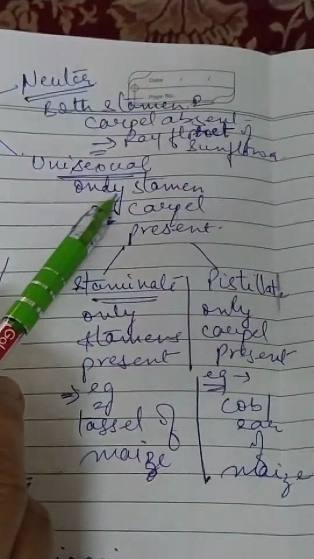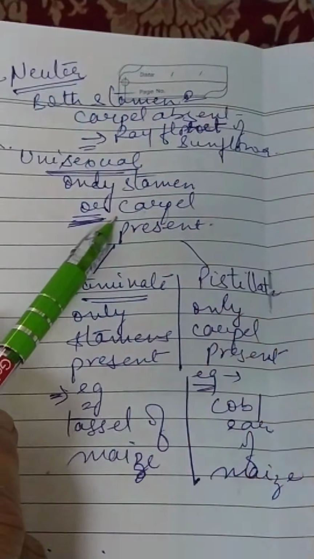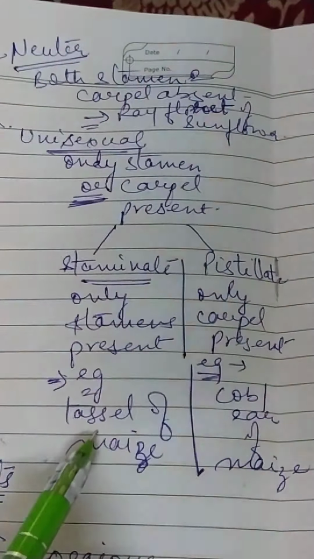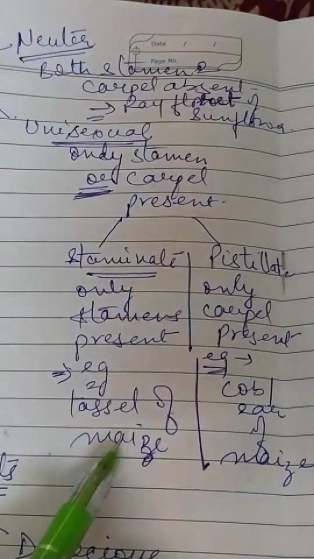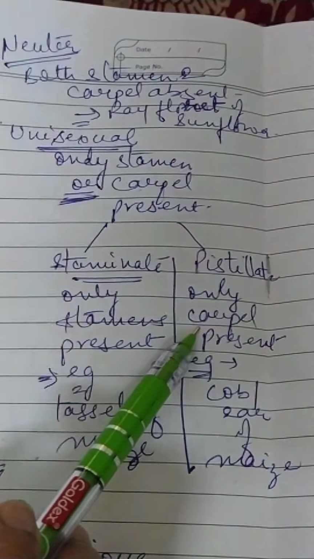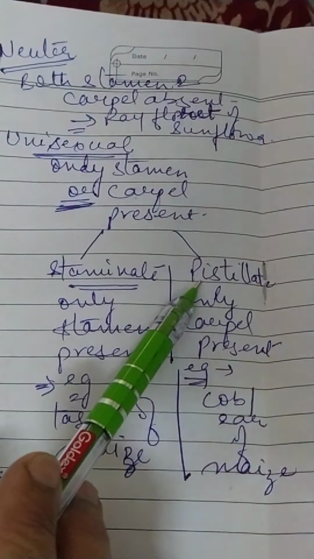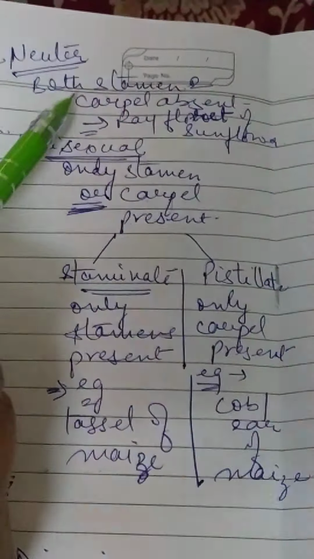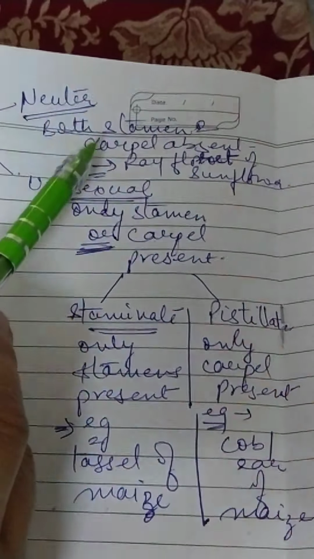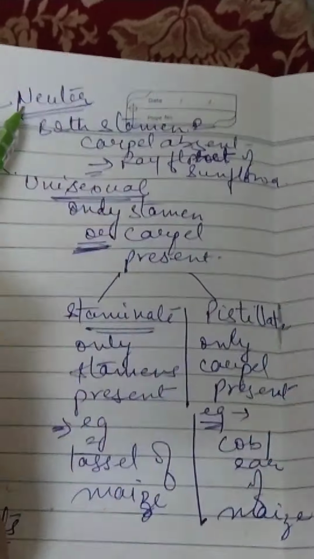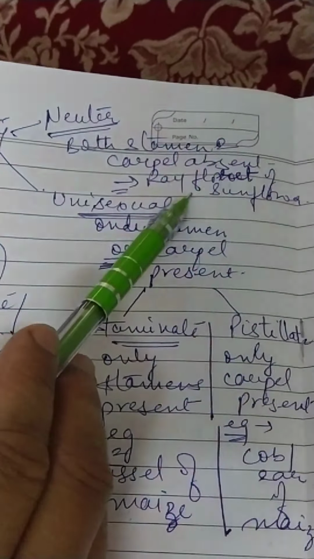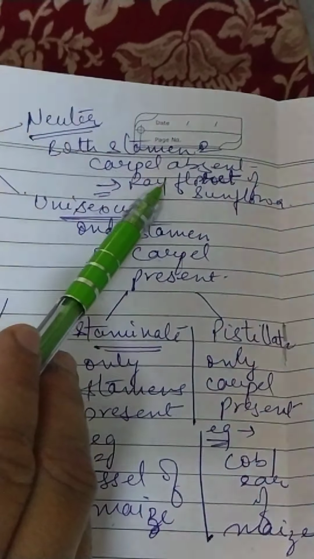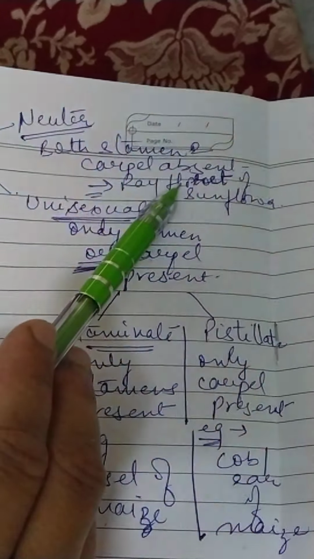Unisexual means only the stamen or the carpel is present in a single flower. If the stamens are present, we call that a staminate flower. Examples are the tassel of maize. If only the carpels or the pistil are present, we call that a pistillate flower, that is the ear or cob of maize. But if both the parts, the stamens and the carpels, are absent, we call that a neuter flower, that is the ray florets of sunflower. In sunflower, the outer periphery has yellow colored structures. Those yellow ones are called ray florets.